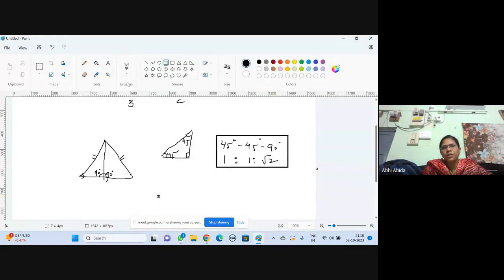So where to mention these ratios? Many students will have a doubt about where to mention the ratios. If it is 90 degrees here, what is the value opposite the 90 degrees? It is root 2. So always write root 2 here, 1 here and 1 here, right? So these are the ratio values of this triangle.